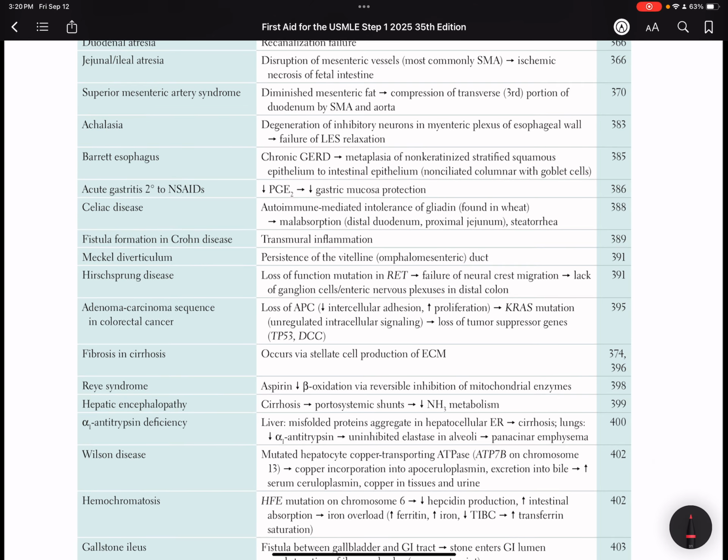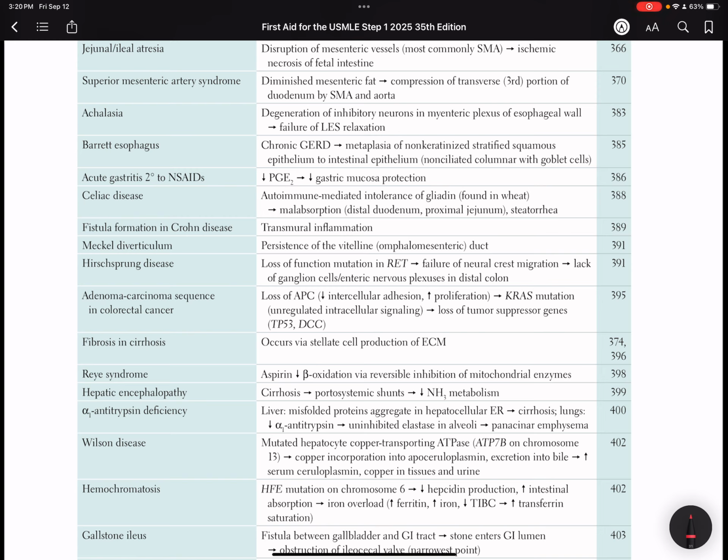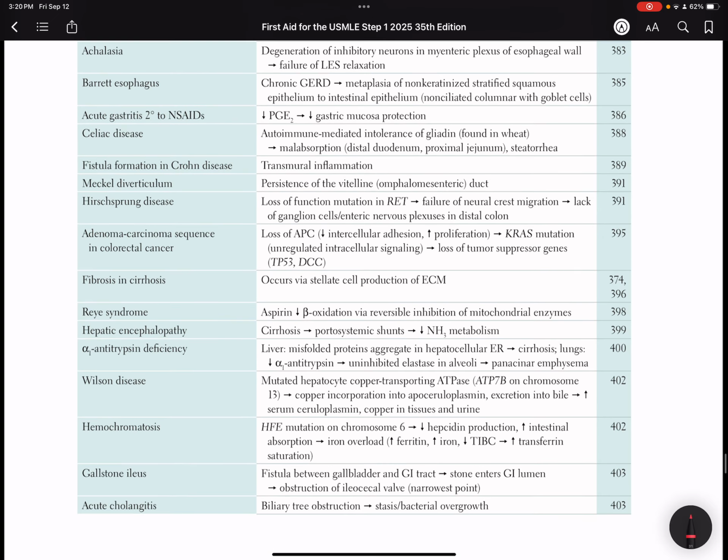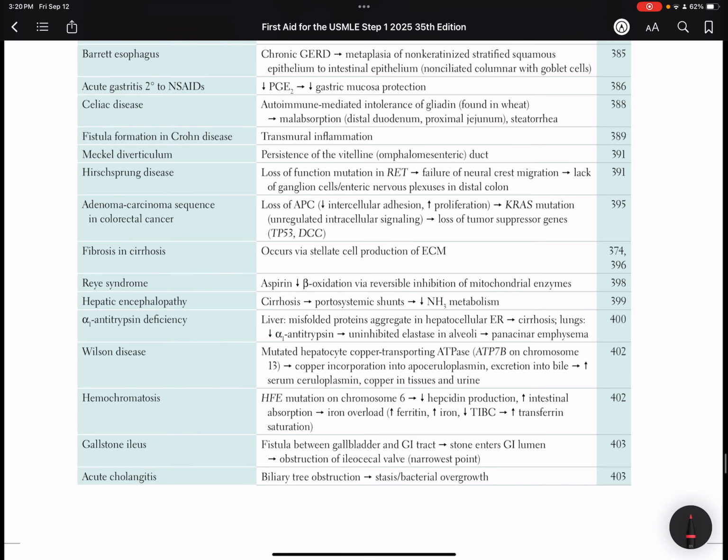What is achalasia? Achalasia is degeneration of inhibitory neurons in mesenteric plexus of esophageal wall, causing failure of lower esophageal sphincter relaxation. Next condition is Barrett's esophagus.